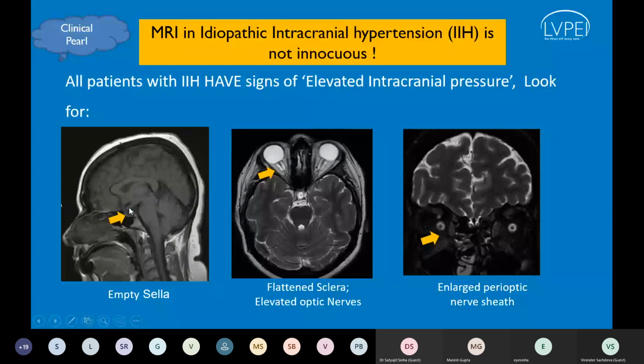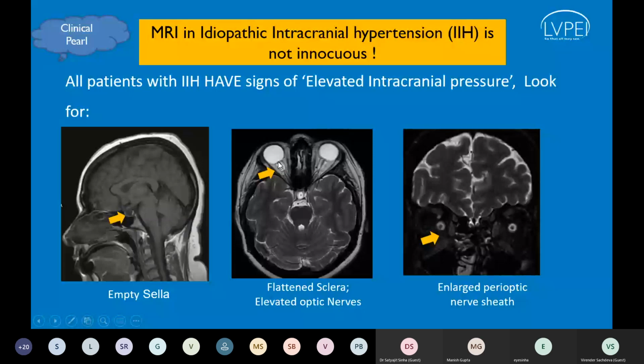But it is important to remember, they have some very important signs. These are the signs of elevated intracranial pressure, such as empty sella. What is empty sella? You see that there is a concavity in the sella turcica. It is fluid filled; it is not actually empty, but it is filled with the meninges which have dipped into the sella turcica.